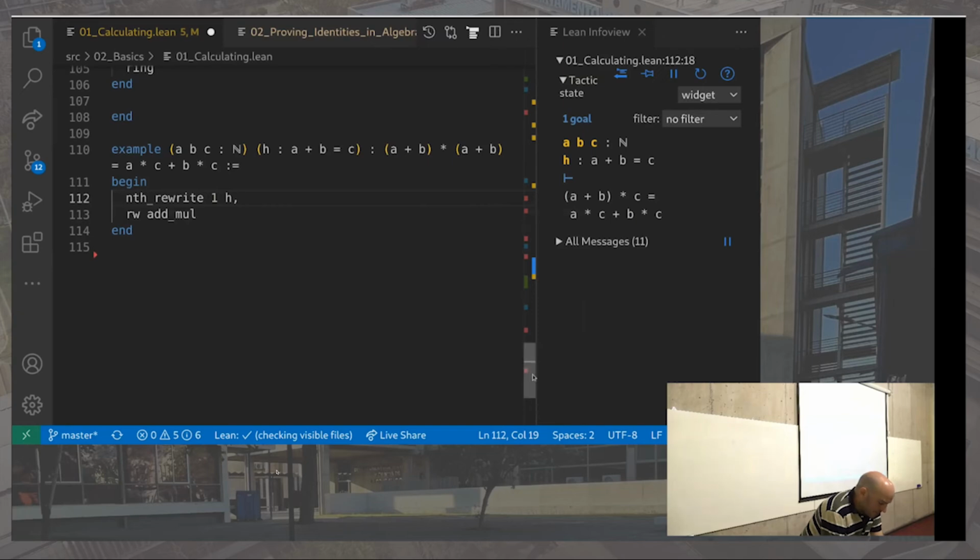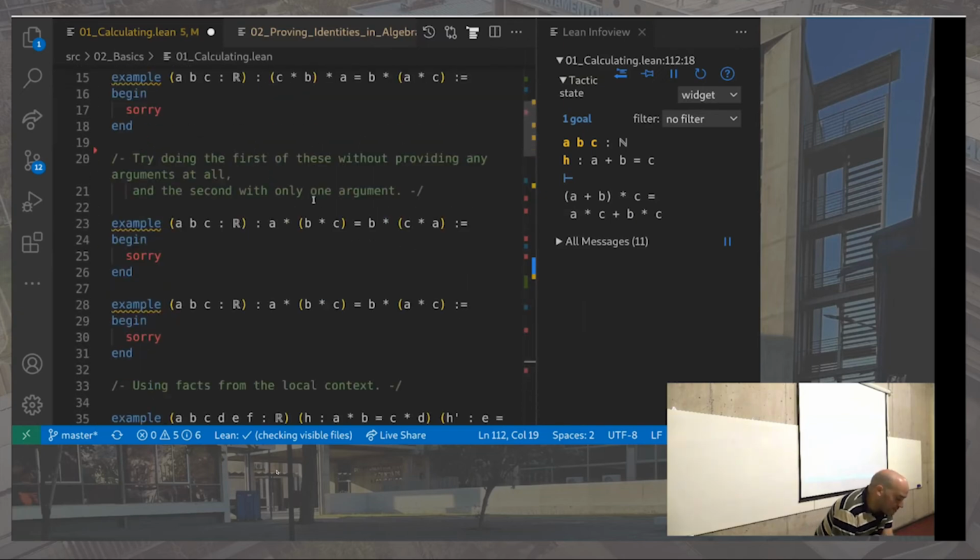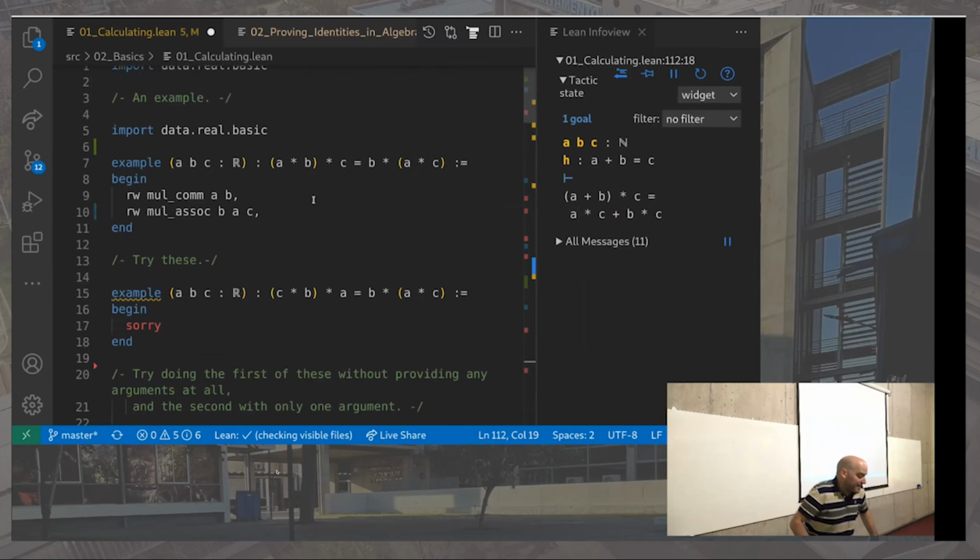So rewrite is probably the most important tactic. It does something very, very easy, but still it's quite smart.